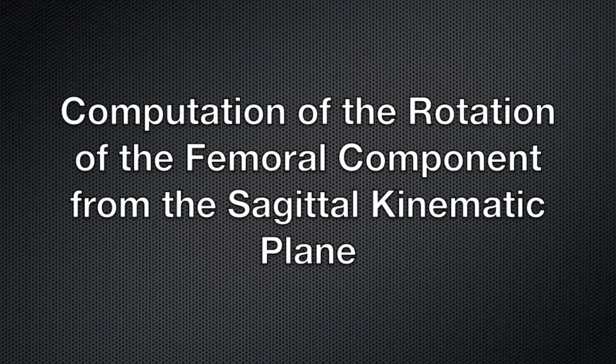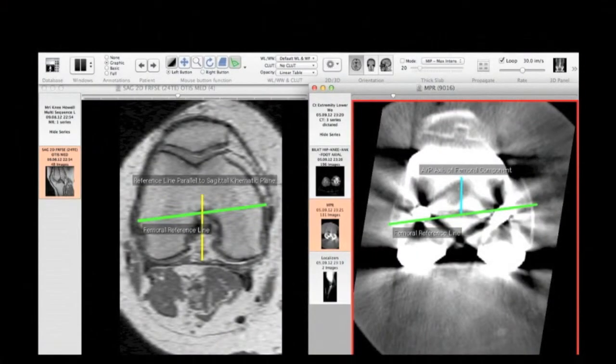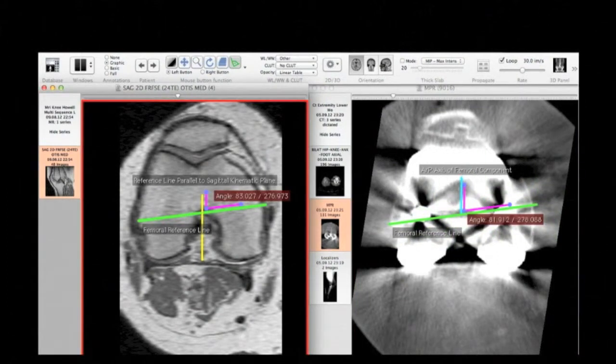The rotation of the AP axis of the femoral component from the sagittal kinematic plane is computed as the difference of 2 angles. The one angle on the preoperative MRI is formed by the reference line parallel to the sagittal kinematic plane and the femoral reference line. The angle on the postoperative CT is formed by the AP axis of the femoral component and the femoral reference line.